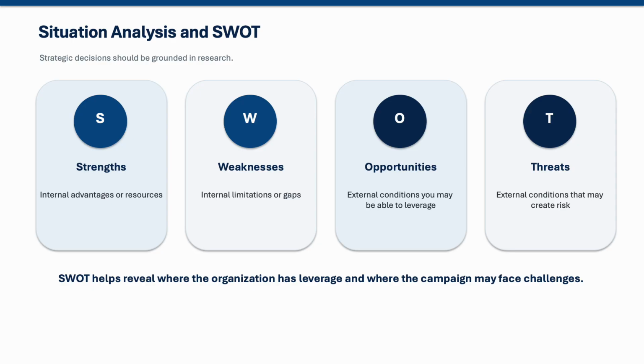Before we finalize our strategy and objectives, we need to understand the situation. One tool we can use is a SWOT analysis. SWOT looks at our internal strengths and weaknesses and our external opportunities and threats. This is important because strategy shouldn't be created in a vacuum. We need research. We need to understand what's happening within the organization, what's happening in the external environment, and where we may have opportunities or challenges.